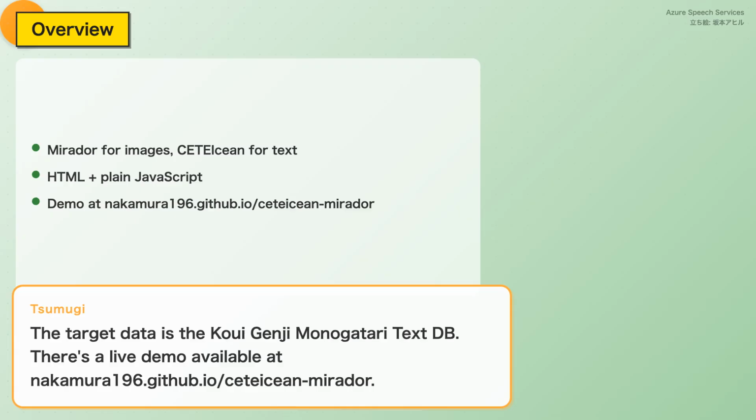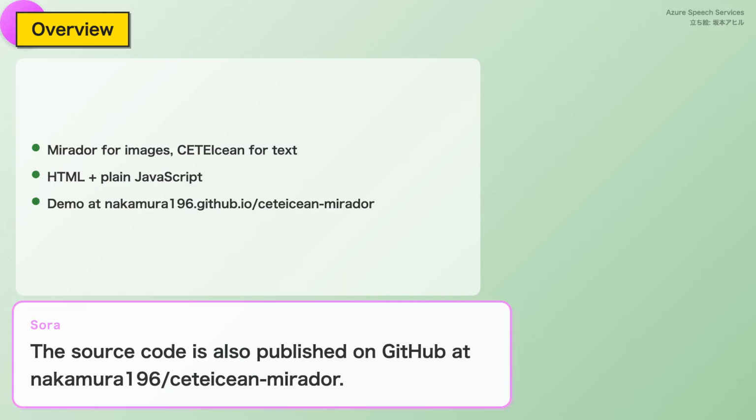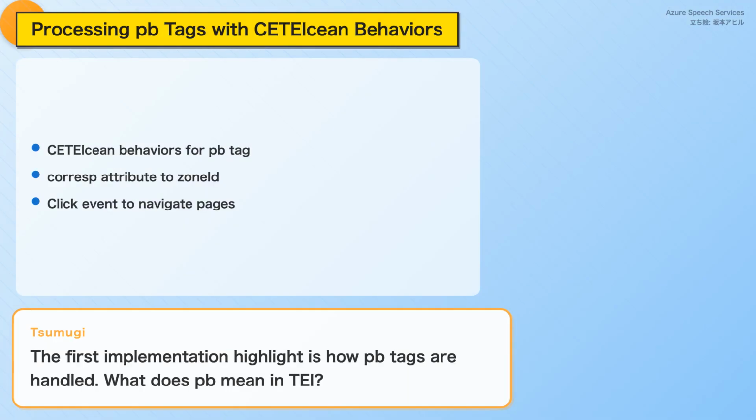There's a live demo available at nakamura196.github.io/CETEIcean-Mirador. The source code is also published on GitHub at nakamura196/CETEIcean-Mirador. The first implementation highlight is how PB tags are handled.